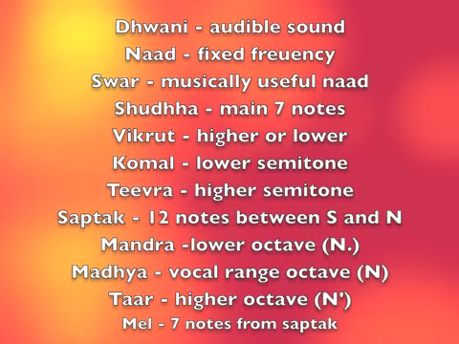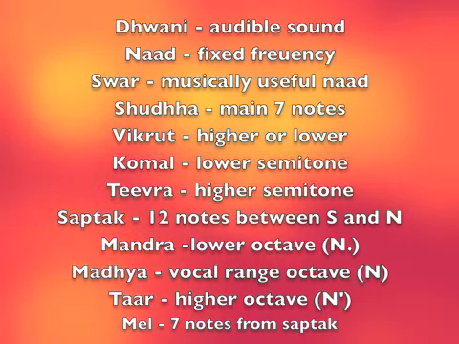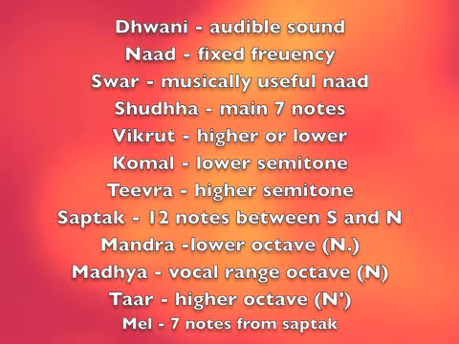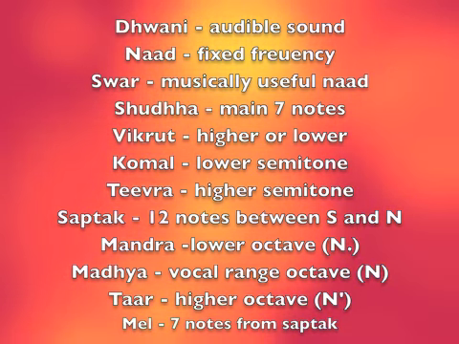Sound is called dhvani. A sound at fixed frequency is called naad. A naad which is useful to make music is called swar. Vocal music, instrumental music and dance together form sangeet. There are 7 main notes or swars which are used in Indian classical music. They are called Shuddha Swar.